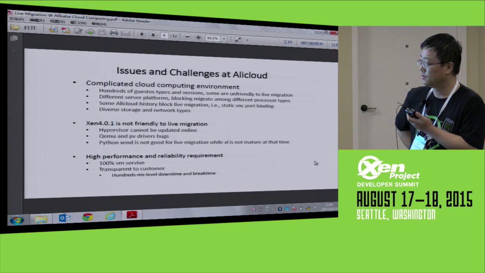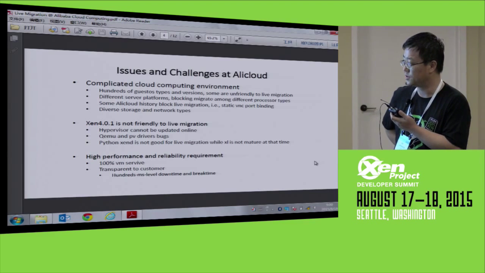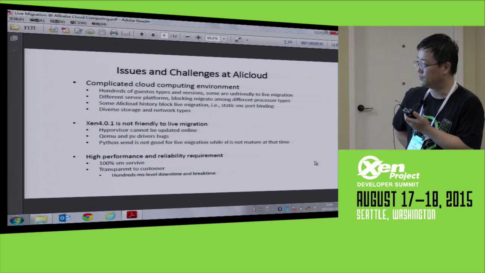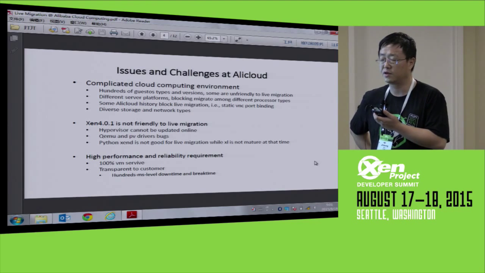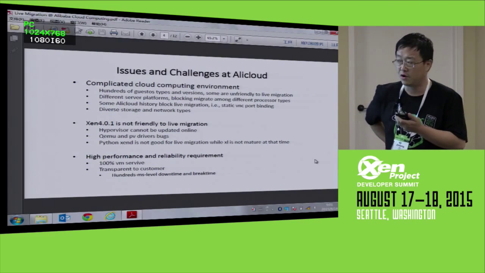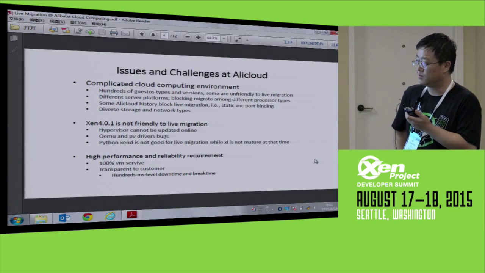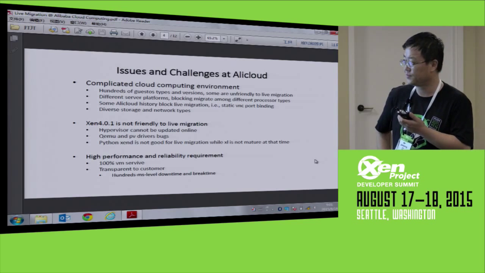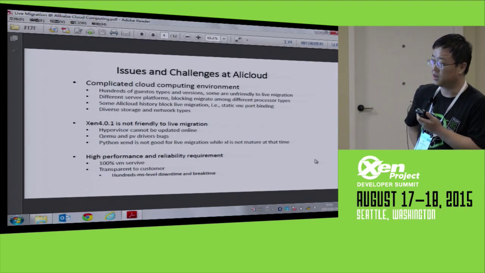And for live migration at AliCloud, we need high performance and high reliability. We must ensure that 100% of VMs will not die during the live migration. You know that some live migrations will fail for various reasons. For example, memory pressure or other reasons, we cannot successfully migrate one VM. But we must ensure that the VM will not die. Okay, these are the issues and the challenges we met at AliCloud.